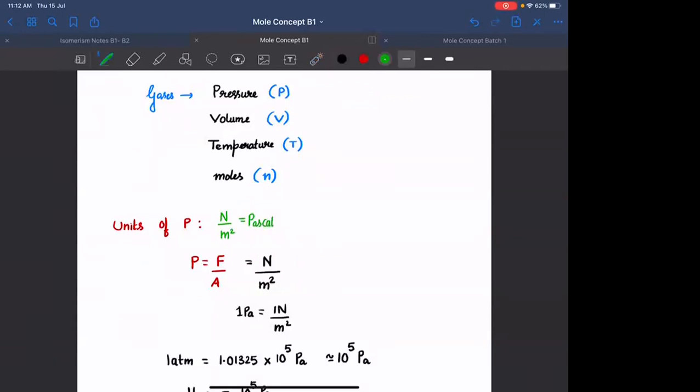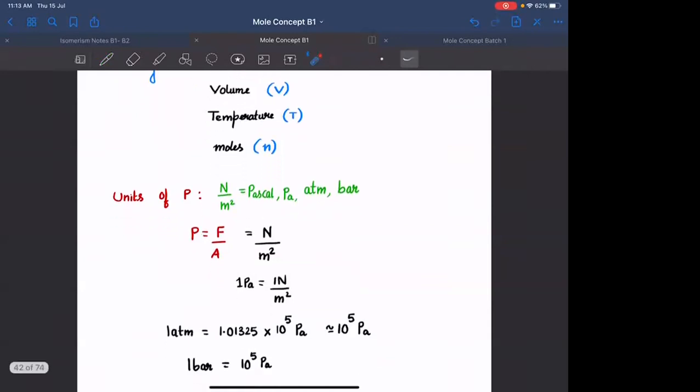Represented by symbol Pa. इनके अलावा it is also measured in a unit called atmosphere, bar. इनके अलावा we also have some other units called mm of Hg, centimeters of Hg. We will be understanding about those units in the chapter of gaseous state. अभी जरूरत नहीं है. There are two more important units, millimeters of Hg and centimeters of Hg.